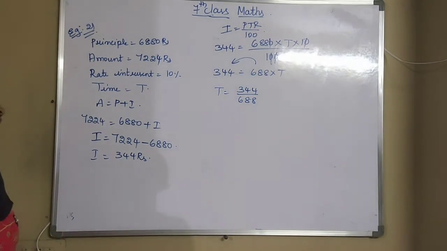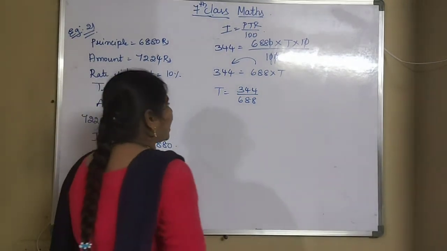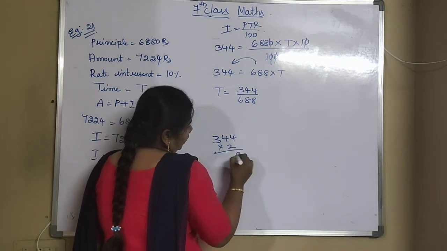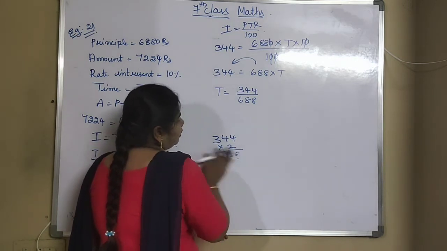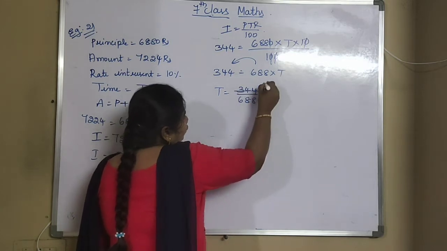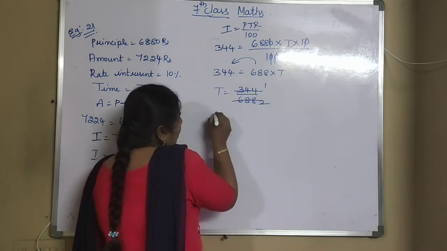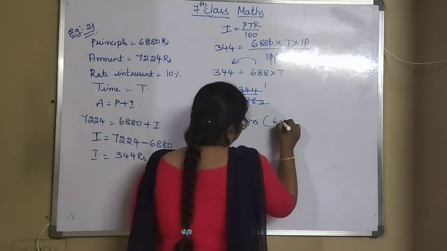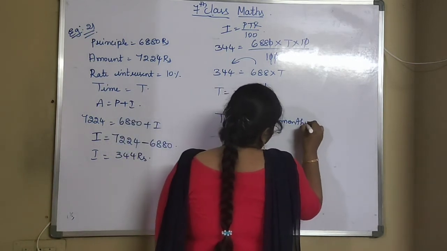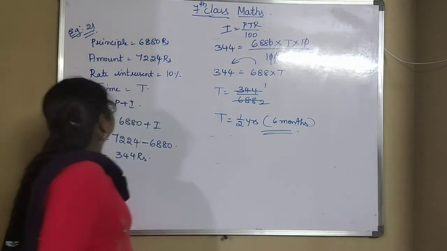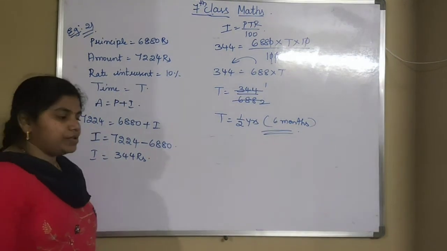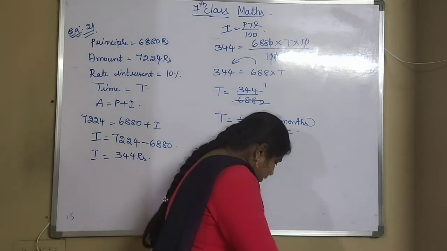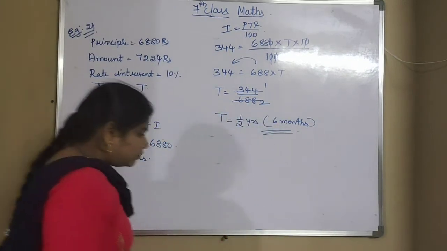How many times it will go? It will go in 2 times. 344 2s are 688. So it will be 2 times here. Time is how much? Half year. Half year is nothing but 6 months. Okay, so this is our example 21. Next one is example 22. We will see.